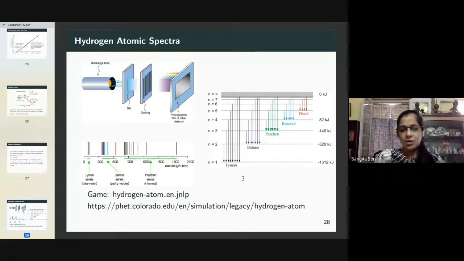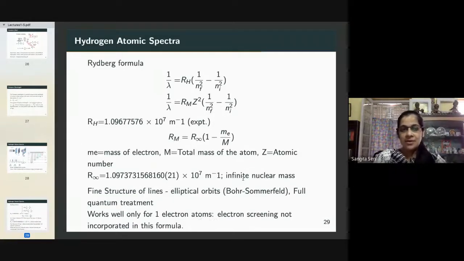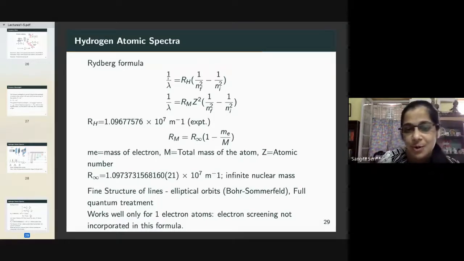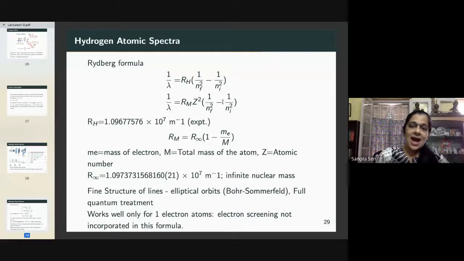But Bohr could explain the Rydberg formula. Rydberg had found a formula which fit the series of lines. You see the formula here: 1 by the wavelength is a constant, the Rydberg constant for hydrogen, times a difference involving two integers. One is the initial energy level, from which the transition is occurring, and the other is the lower energy level to which the electron is falling.